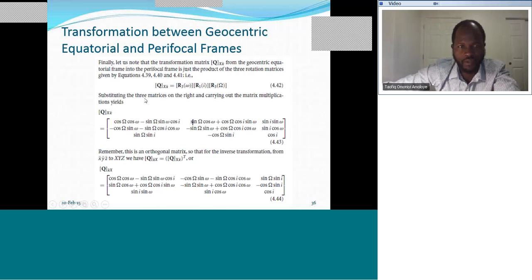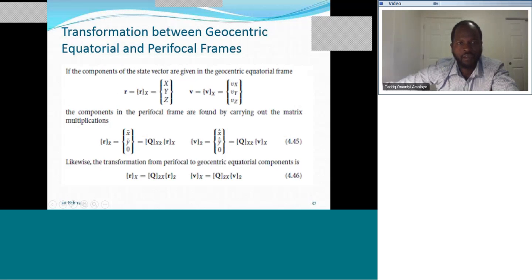So if we substitute the three matrices on the right and carry out the matrix multiplication, we have Q, big X to small x bar, equal to equation 4.43. And then we have to remember that it is an orthogonal matrix, so for the transformation from the perifocal frame to the equatorial frame, we have Q, small x bar to big X, just equal to the transpose of equation 4.43, and that is what we have in equation 4.44.